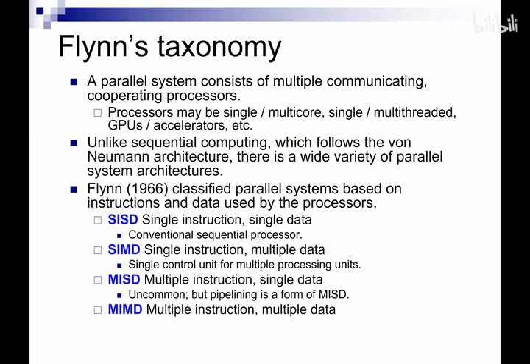Next, you could have MISD, which would be multiple instructions, single data. This is not a very common architecture that you see, but you could argue that pipelining is somehow a form of MISD, because in pipelining, you do multiple substeps on the same piece of data. And then lastly, you have MIMD, which is multiple instruction, multiple data, and that is the most general form of the processor.